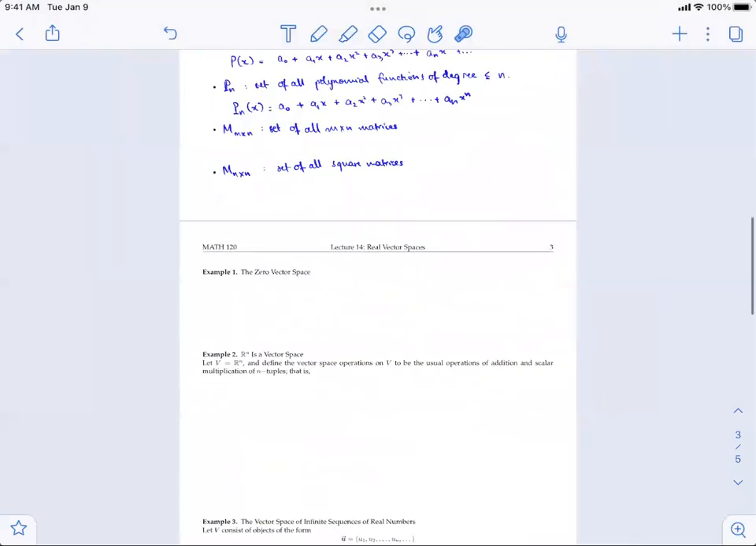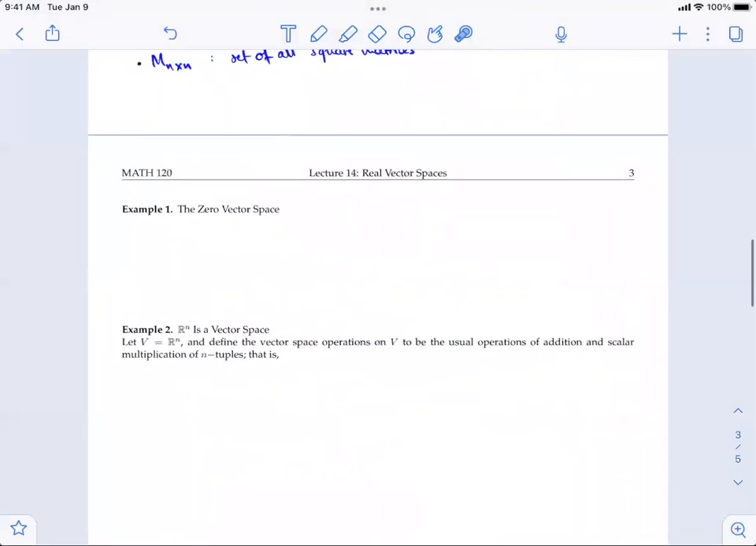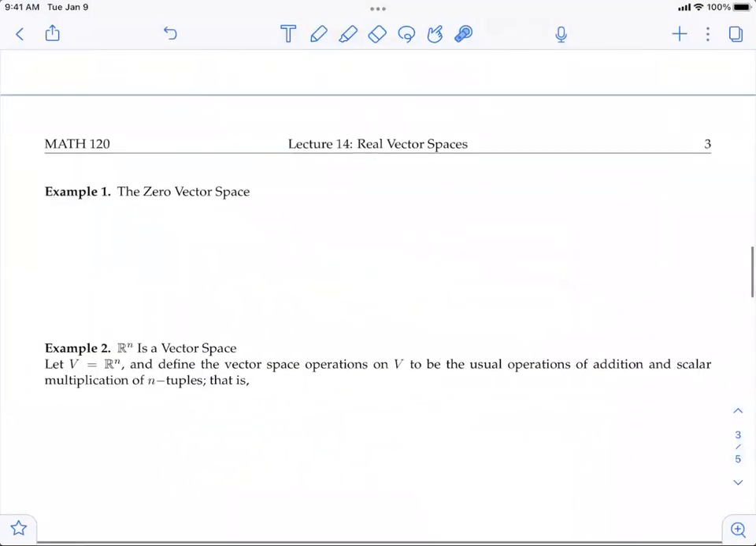All right, so let's check some of them. We're going to do a few sets. The first one is the set of zero vectors, or the zero vector space. In example 2, we're going to look at the n-dimensional vector space and see what happens, and so on and so forth. So in the first example, you have a zero vector space.